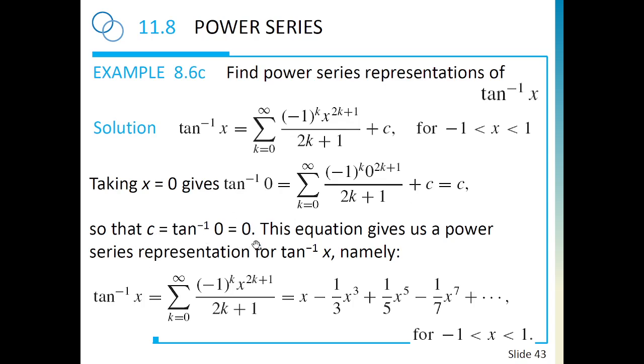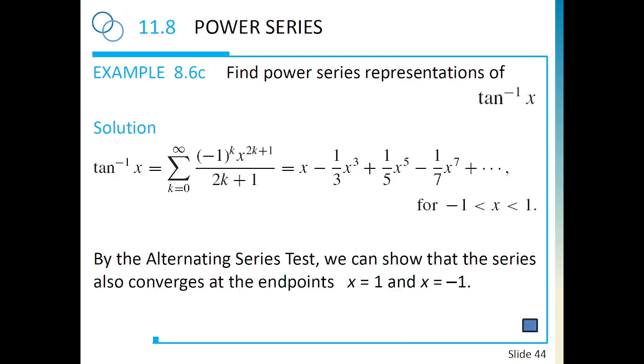So c is 0. So finally, our expression for the tan inverse in terms of power series is this expression here. Because the constant is 0, we don't add 0, you just keep it as is. And this is valid for all values of x between -1 and 1. So that's very interesting.